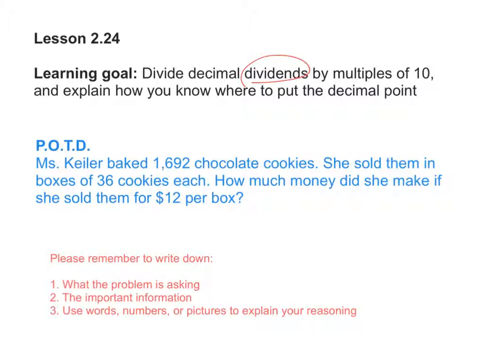It sounds weird, right? Because a decimal is less than a whole, but that's a different meaning of the word whole. We're going to divide decimals by multiples of 10, and then explain how you know where you should put the decimal point in the quotient. Okay?